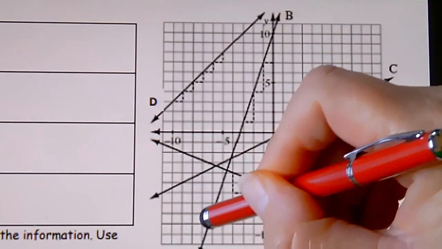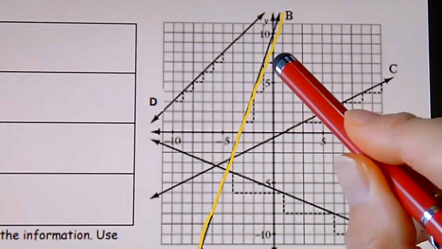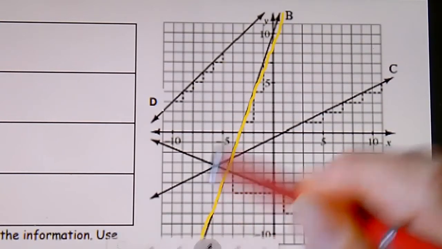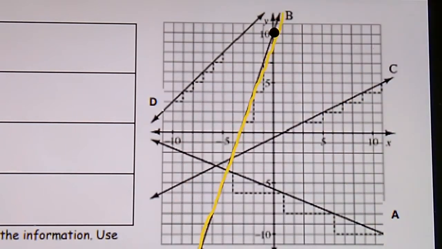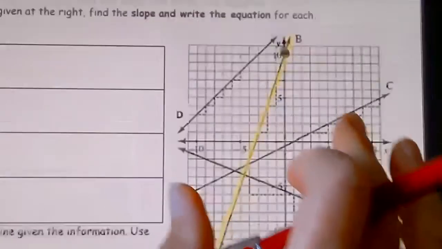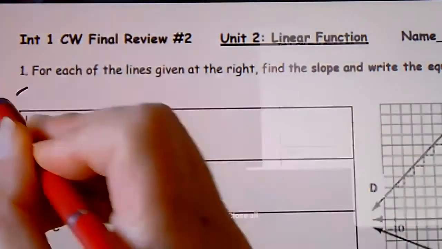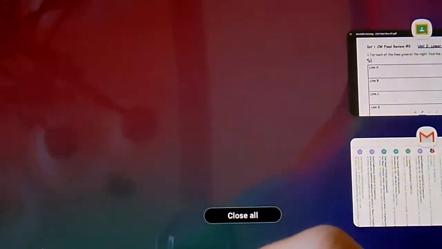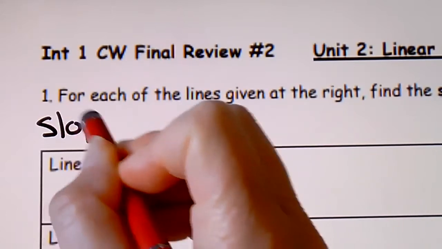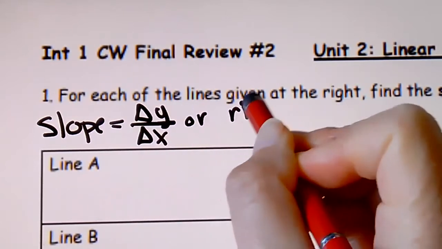So again, here on B, this one right here, this is the one that I'm going to be looking at right now. And on this one, what you'll notice is we can easily identify our y-intercept. It's right there at 10. Right there at 10, that's our y-intercept. And then I can look at my slope. And to find your slope, let me just write real quick the little formula for slope, a little reminder. So slope equals change of y over change of x, or rise over run.